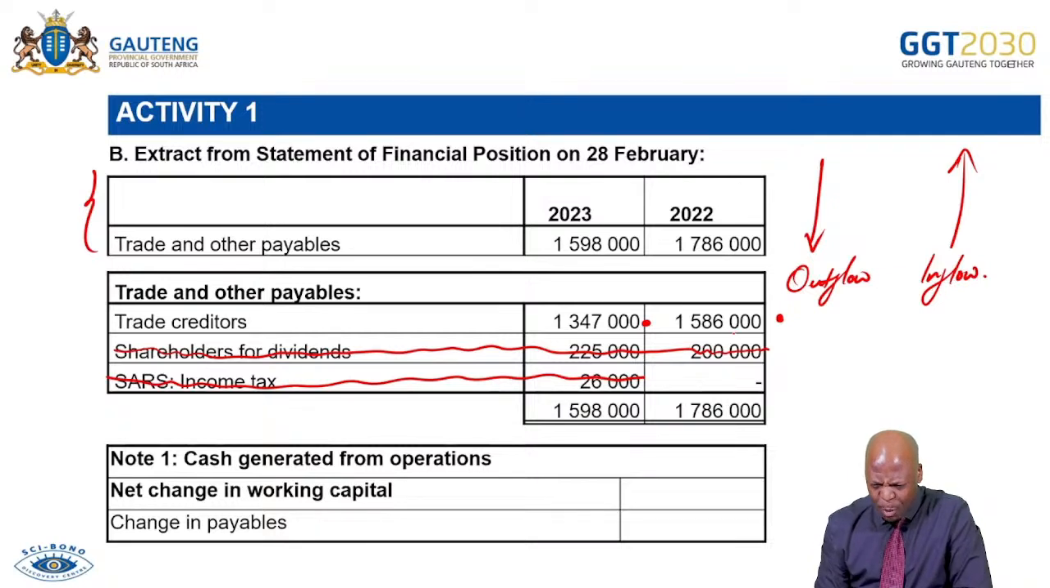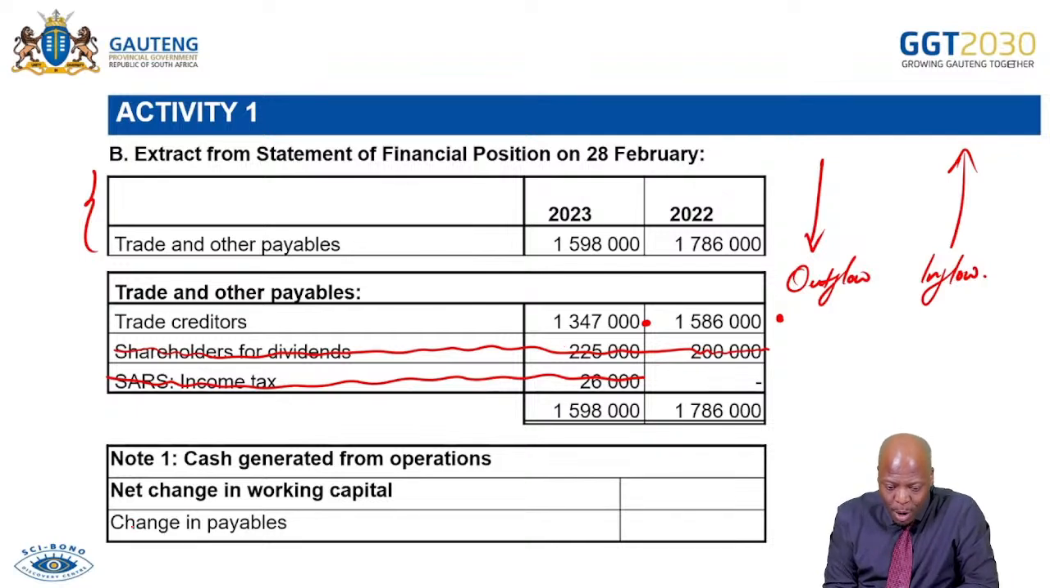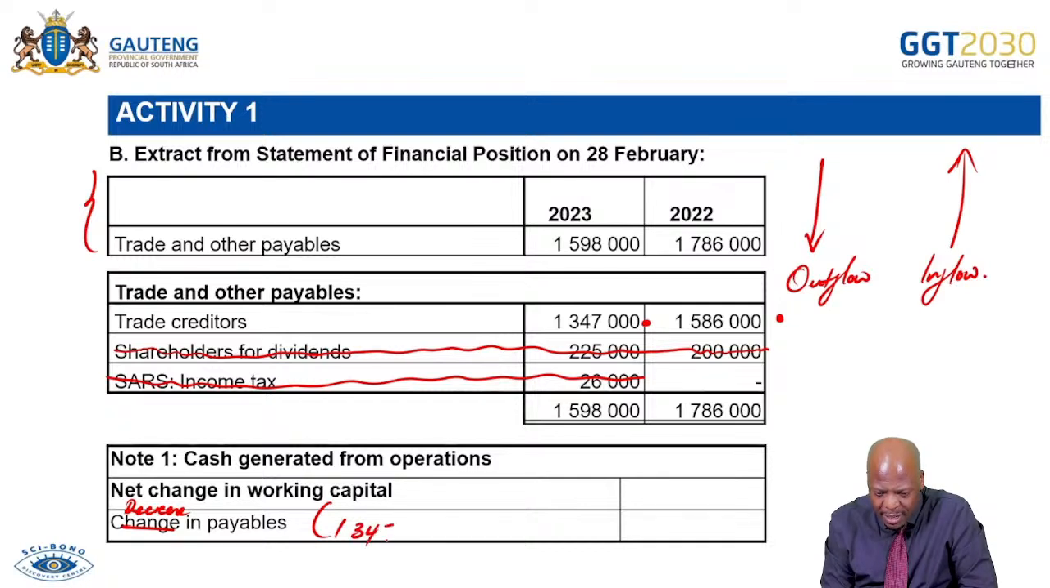Completely different from our receivables. All right. Now let's look here. We have 1,586. We have 1,347. What do we see there? A decrease. What does a decrease mean? A decrease means we have paid. All right. So I'm going to come here and I'm going to say a decrease in payables, and I'm now going to say your 1 million. I'm going to take my 1,347,000 minus the 1,586.